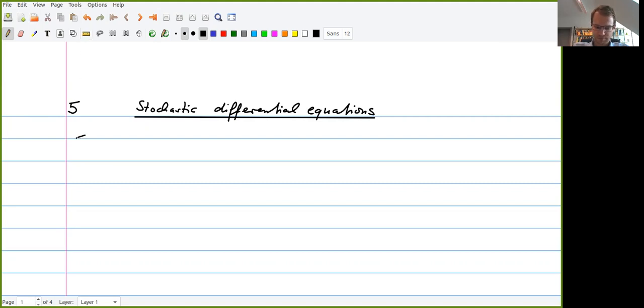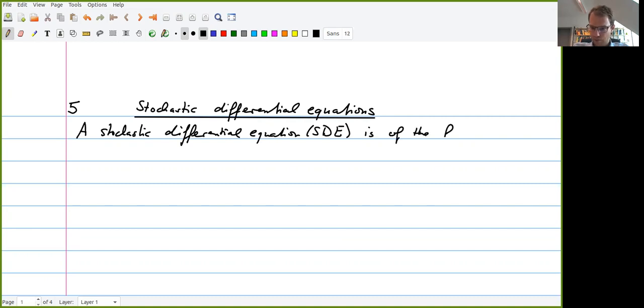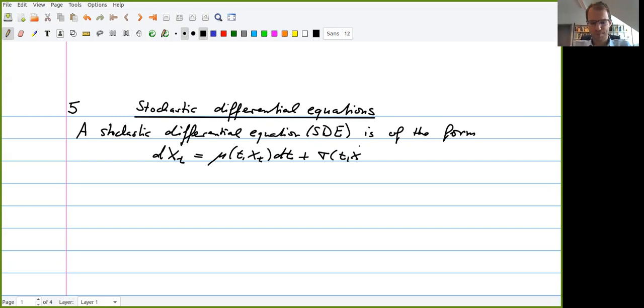A stochastic differential equation, and most of the time I will use the shortcut SDE, is of the form: I have a stochastic process X, and its evolution is given by a deterministic function mu, depending on time and the process itself, with respect to dt, plus a function sigma, depending on the process X, and then integrated with respect to the Brownian motion.